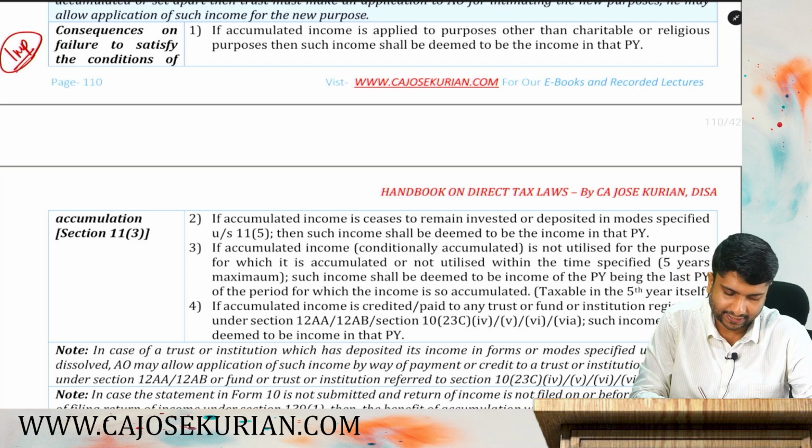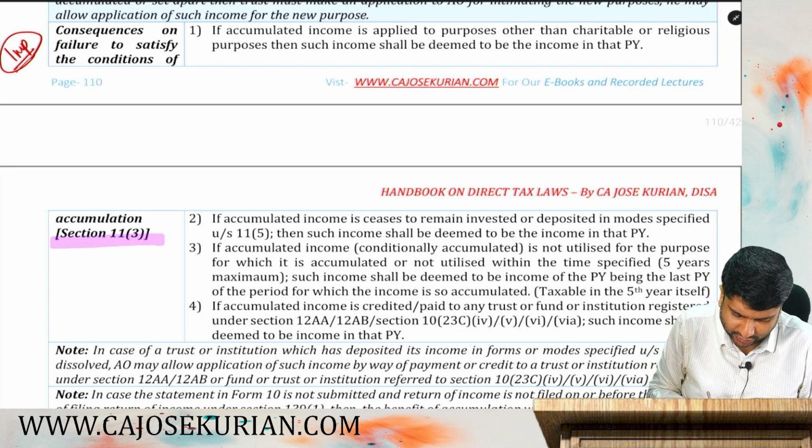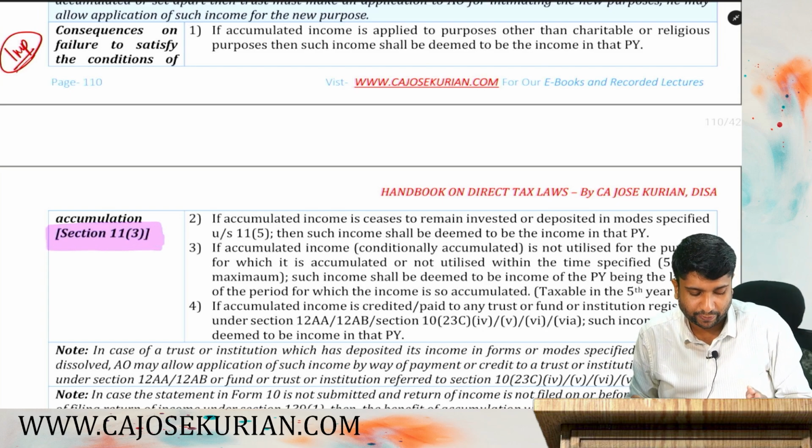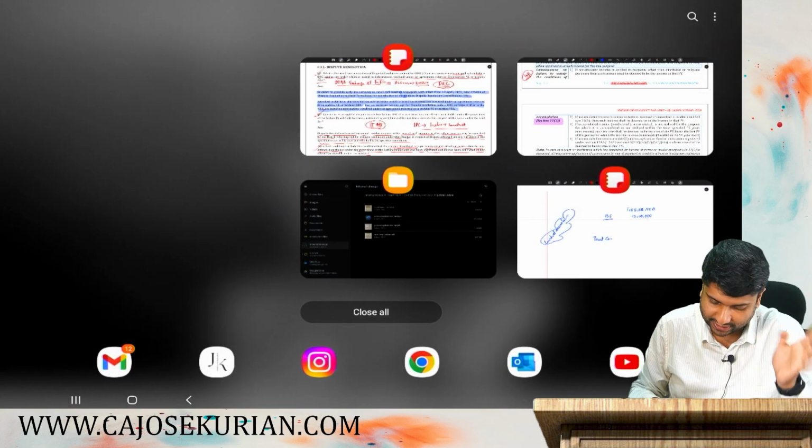So friends, listen. This is called as violations under section 11 subsection 3. Are you all listening? This is said to be what? Violations under 11 subsection 3. So we'll make a chart.